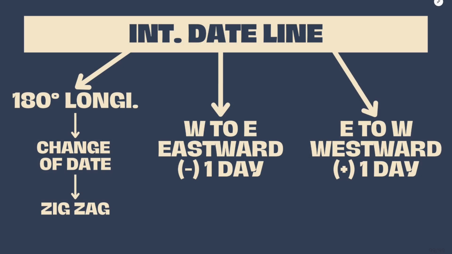To recap, the international dateline runs through the Pacific Ocean at roughly 180 degrees longitude. This marks the change in date, and the line is zigzag to ensure uniformity of date within the same country or island group. While traveling west to east across the international dateline, a traveler has to subtract one day from the calendar date. On the other hand, while traveling east to west across the international dateline, a traveler has to add one day to the calendar date.